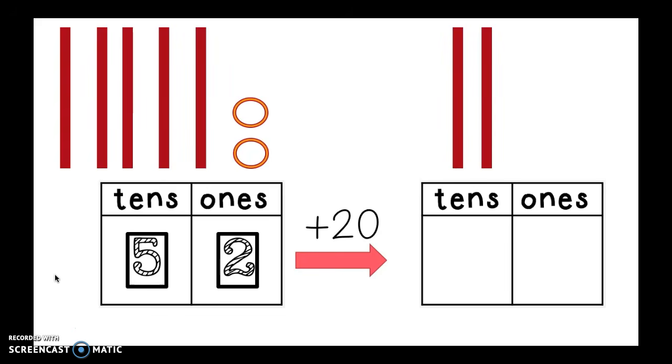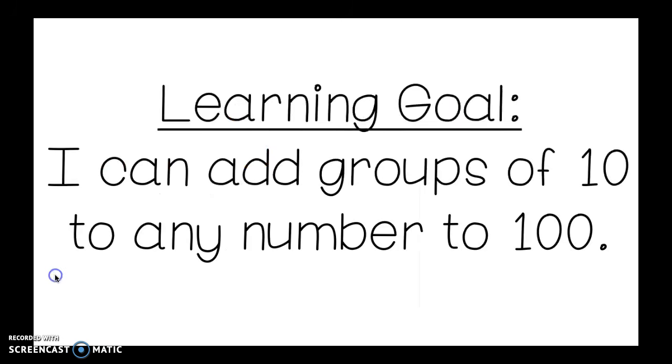Now all I have to do is add up all of my tens. I had 5. 5 plus 2 more would be 7. Did my ones change at all, friends? Nope, they did not, so my ones are going to stay the same. So 52 plus 20 more would be 72. Or 5 tens and 2 ones plus 20 is 7 tens and 2 ones. We're pretty good at this, but that's what we're going to practice today. Our learning goal says, I can add groups of 10 to any number to 100.